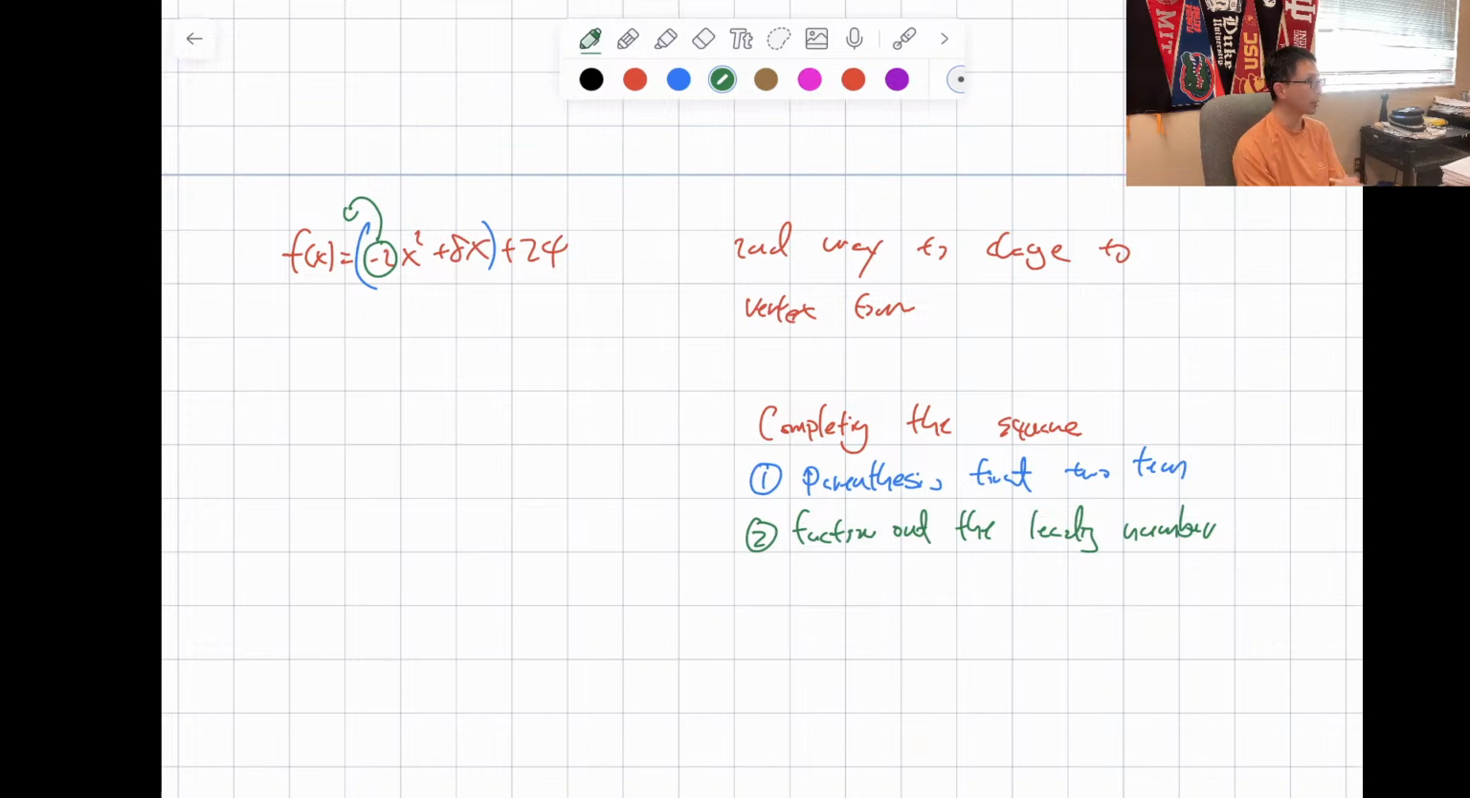That's the A part, right? We want to get to vertex form. It must have an A part. We can take that out. And if you take that out, it's going to be -2 times x squared minus 4x plus 24. And leave some space here. Why do you leave some space? Because we need to complete the square.